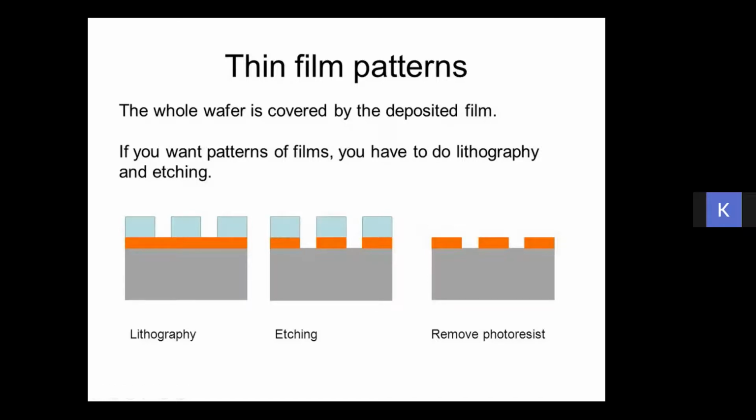Now you remove the polymer. Here the polymer is the bluish region, not the orangish color. Orangish color is the thin film. So now you remove the polymer in acetone. Then what will happen? You will leave the thin film as patterns.